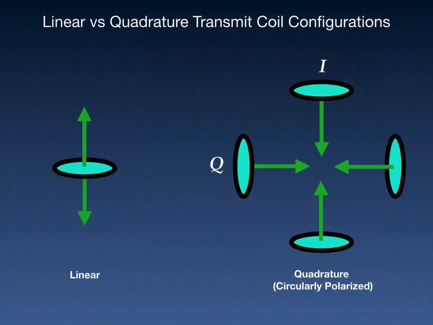Since transmit coils, or at least knowing which transmit coil you're using, are the coils that are most important to MR safety conditions, let's next look at the differences between linear and quadrature transmit coils. And by the way, another name for a quadrature coil is circularly polarized, or simply CP.